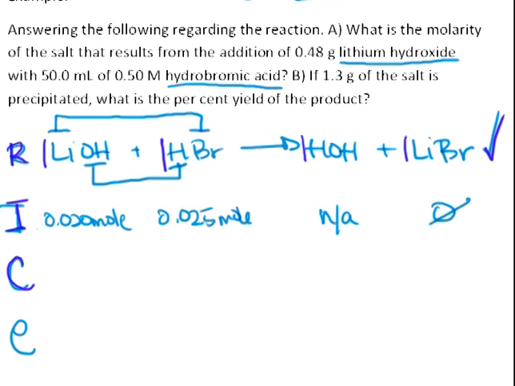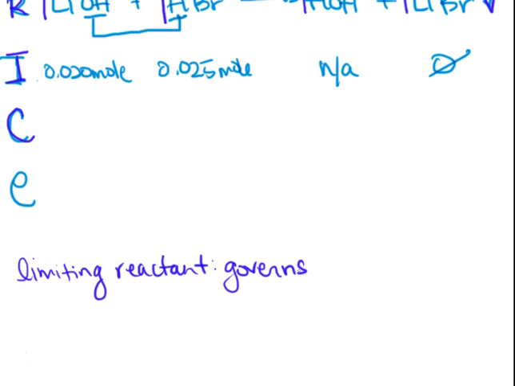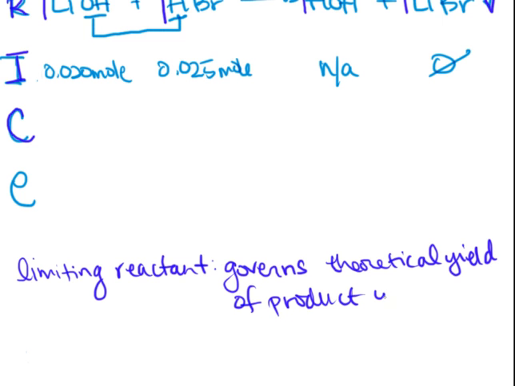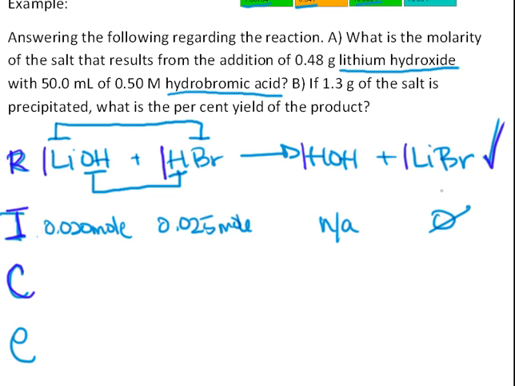So first, actually, let's define what a limiting reactant is. The limiting reactant governs the theoretical yield of product in a reaction. Okay, so what does this mean? Well, basically, you can't make more product than you have reactant available to you.